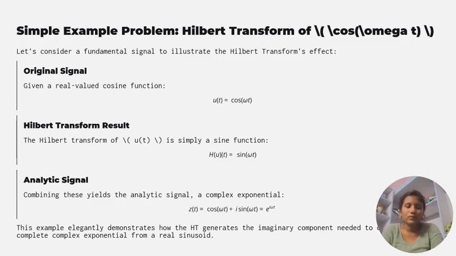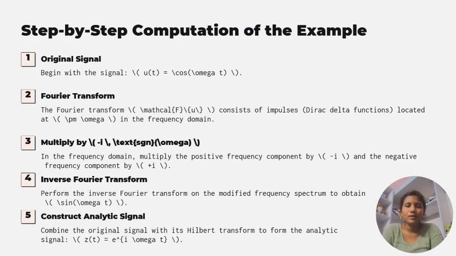Step-by-step computation of the example. Begin with the original signal u of t equal to cos omega t. Fourier transform: the Fourier transform of u consists of Dirac delta impulses located at plus and minus omega in the frequency domain, multiplied by minus i sgn of omega. In the frequency domain, multiply the positive frequency component by minus i and the negative frequency component by plus i.